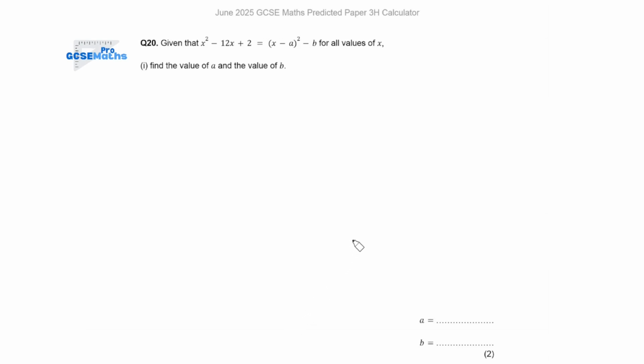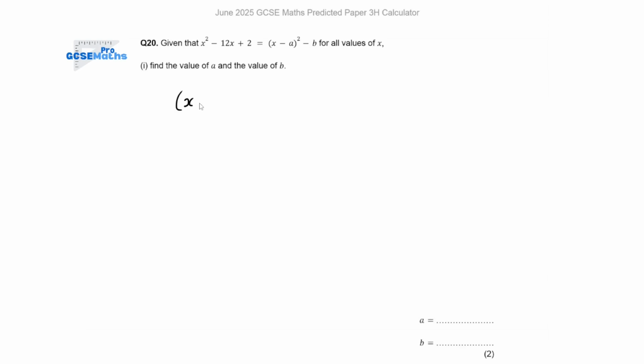Question 20, given that x squared minus 12x plus 2 can be written as or is equal to x minus a squared minus b for all values of x. Part I, find the value of a and the value of b. So hopefully you can just recognise this. The formatting is difference of 2 squares. So I'm just going to reformat it basically.